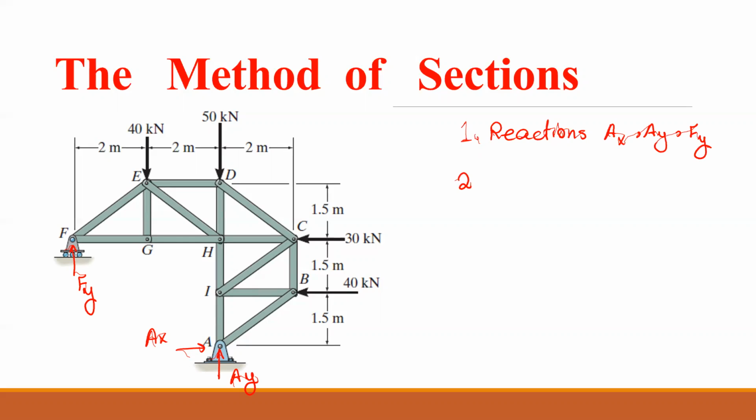What is the next step? Sometimes, of course, we don't need to find all the reactions. So we need to be smart and think: if we don't have to find all the reactions, just avoid that step. The next step is find a good cut. Where can we cut that is less time consuming to solve the truss?